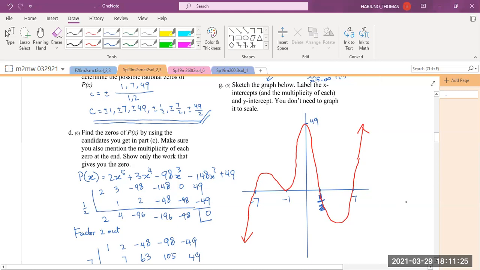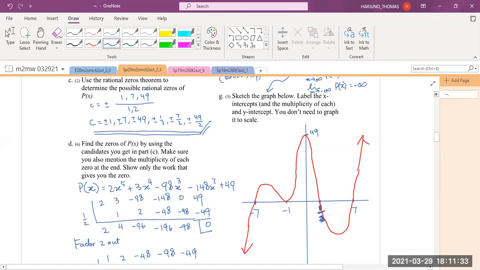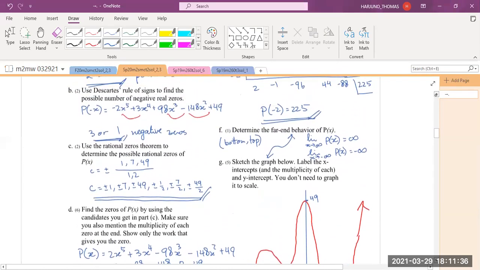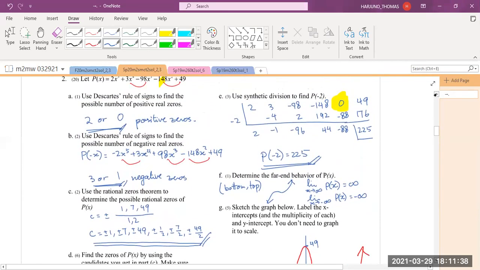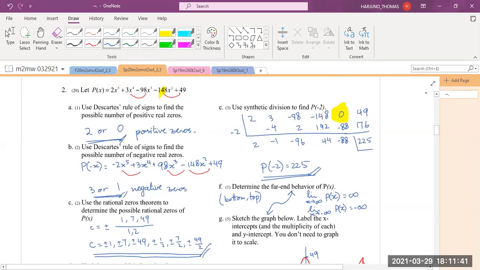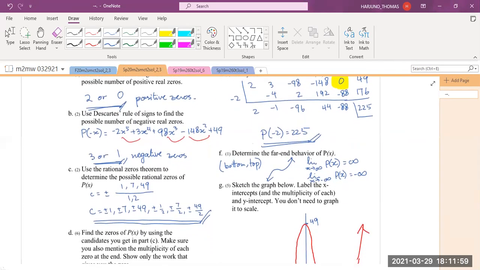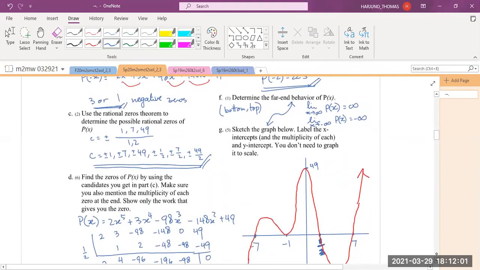Okay, that's for this number 2. See, I did this in how many minutes? 15 minutes? I hope I'm not going too fast. Let me know if you think I'm going too fast. I already slowed down at the beginning to review everything together and put it into this one question. But we already know by this point the Descartes rule of signs, rational zero theorem, how to find the zeros, how to do the synthetic division, far end behavior, and put them together into the sketch of the graph. This is for number 2.